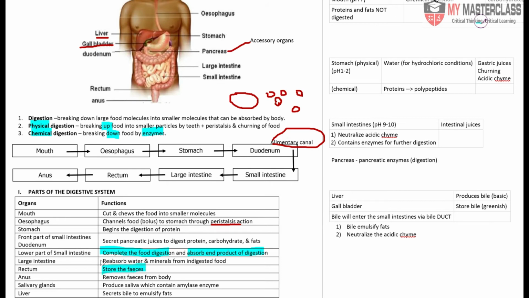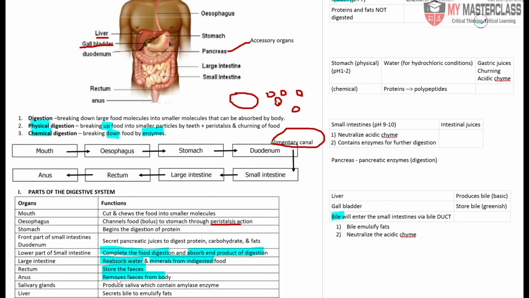And of course, that is after the large intestines reabsorb the water that is to be used and also the minerals from the undigested food substances. Okay, so the purpose of the anus, we all know, is to remove the feces from the body itself. Okay, so we have talked about salivary glands to produce saliva here at the part on mouth. Okay, the liver secreting bile, we have also talked about it.